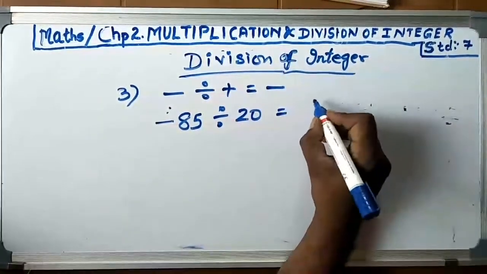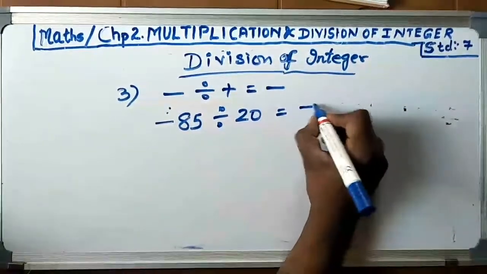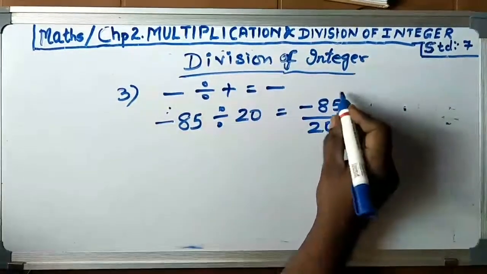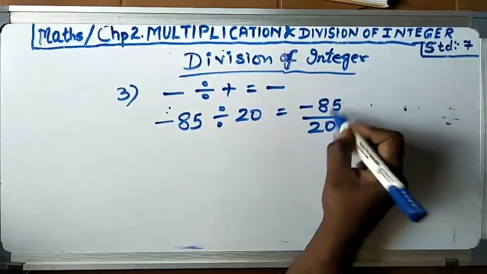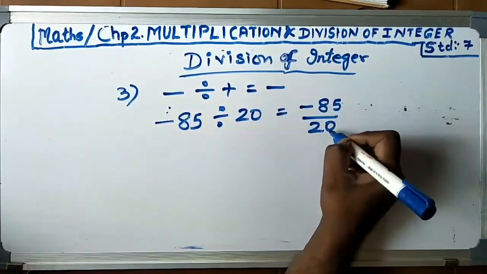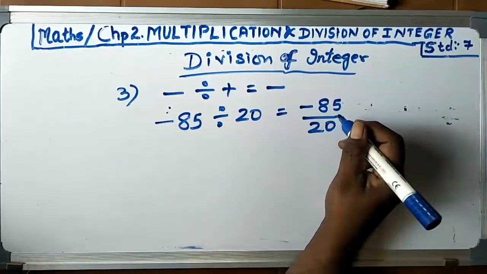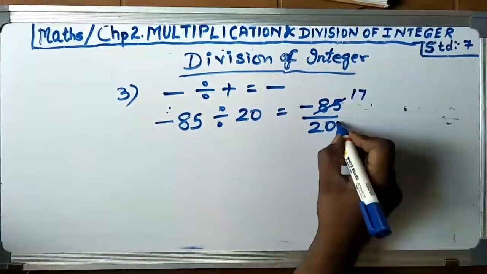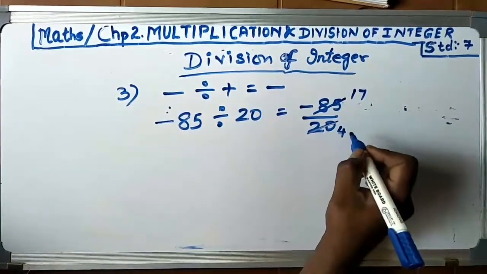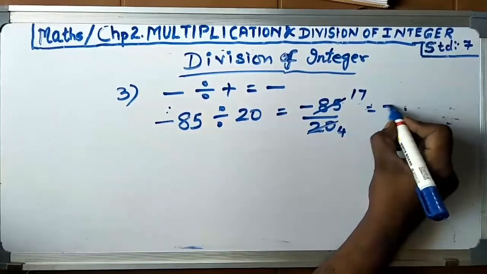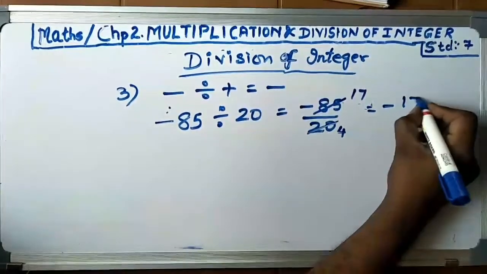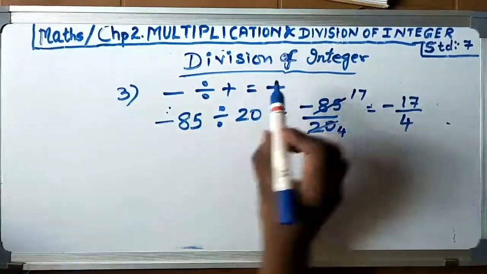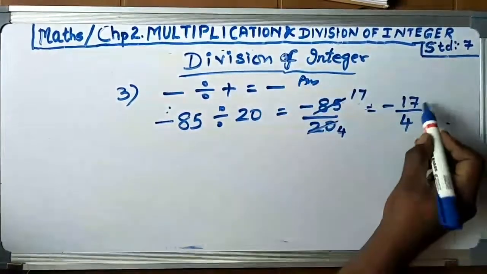So how will you solve this? This is minus 85 upon plus 20. Now this is not your answer. You have to cancel each other. 85 and 20, they go in the 5 table, right? In the 5 table, 17 fives are 85. 4 fives are 20. Then the answer is minus 17 upon 4. Because minus divided by plus, in the answer also you have to write a minus sign. So this is your answer.